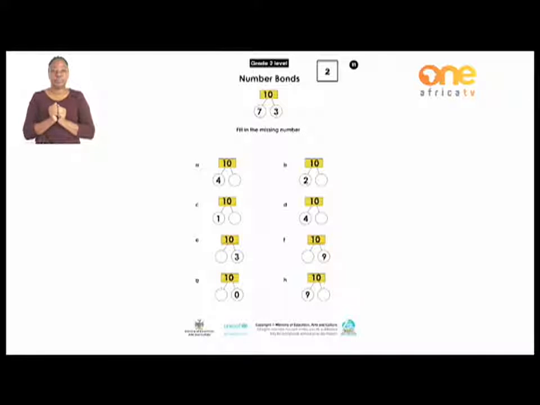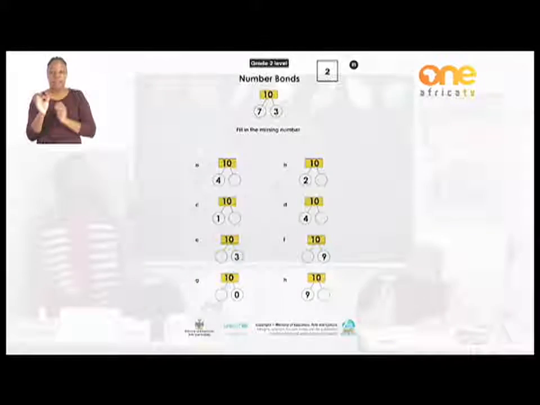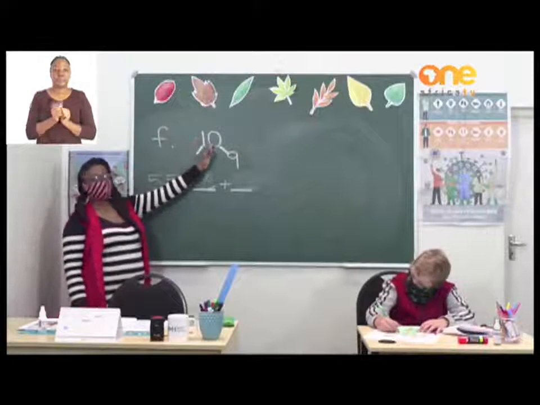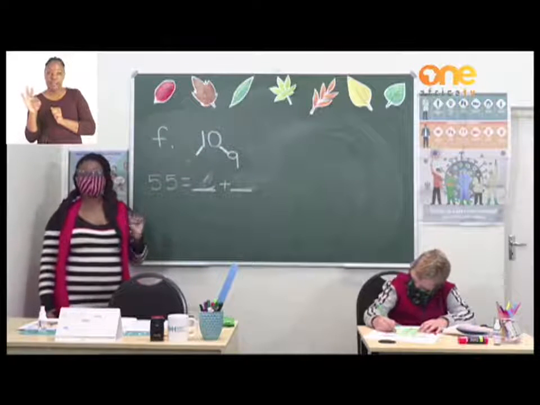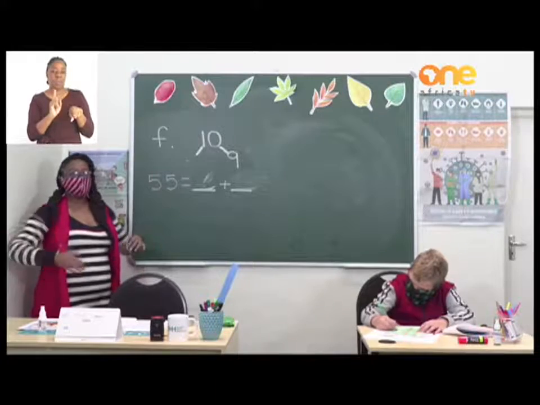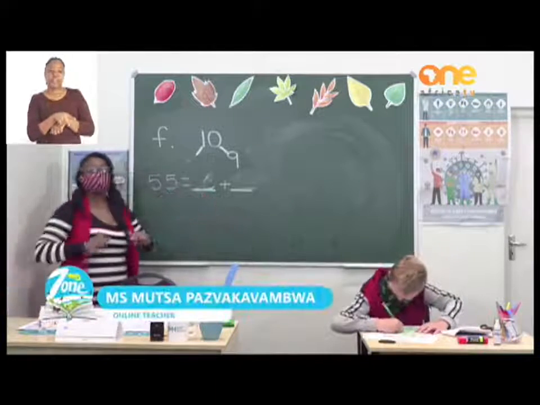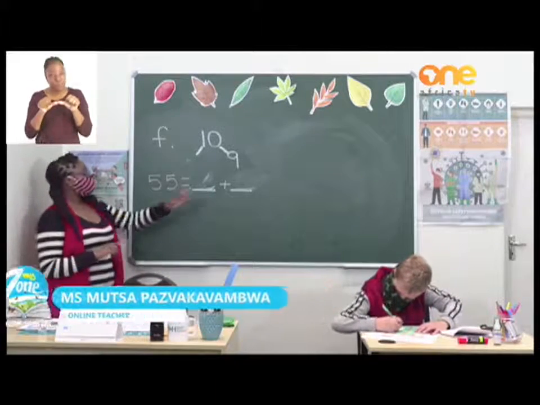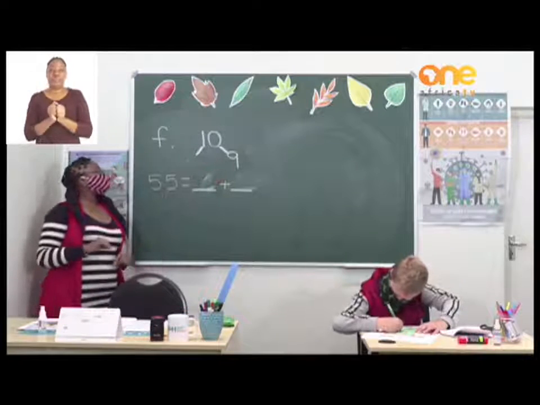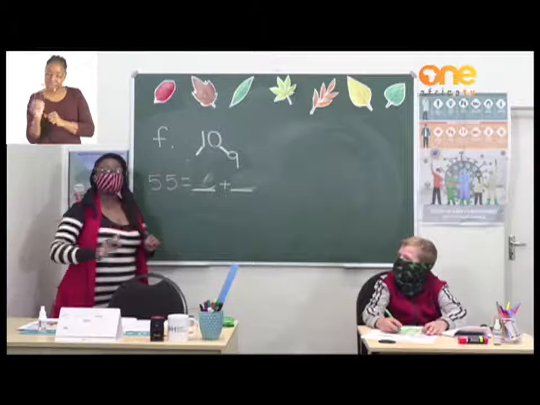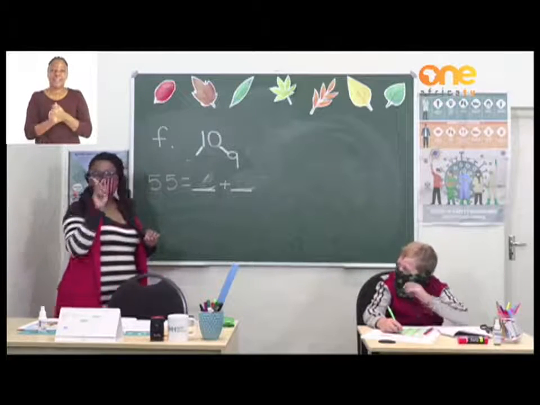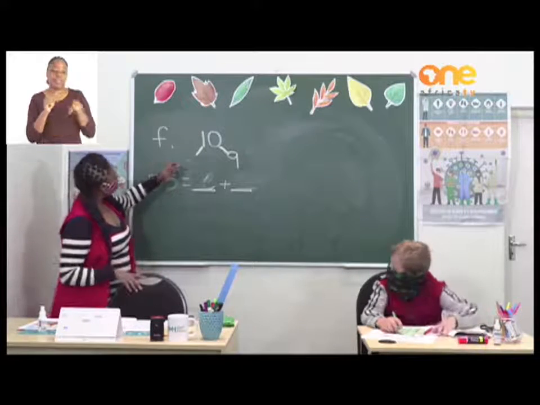Let's take a look at number F. We are going to do that one on the board. Here we have 10 and we have 9. So we need to find out what is the next number. How do we do that? By counting on from the number that we have been given. So we have our 9 here. So we say 9, 10. Which means that there is only one number that is missing here.